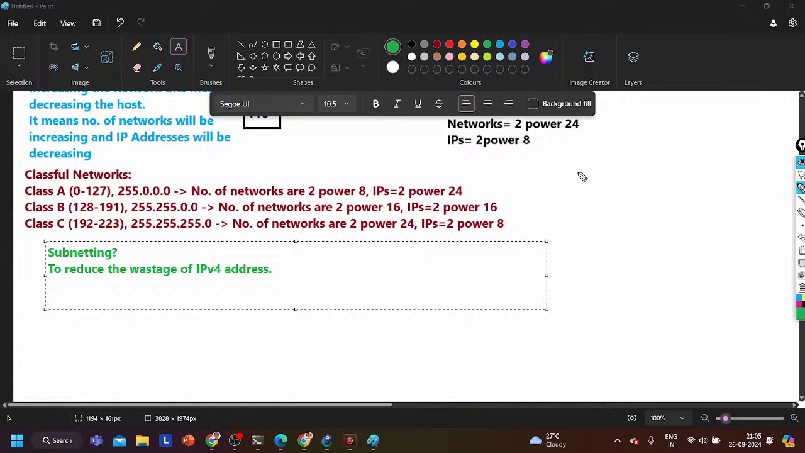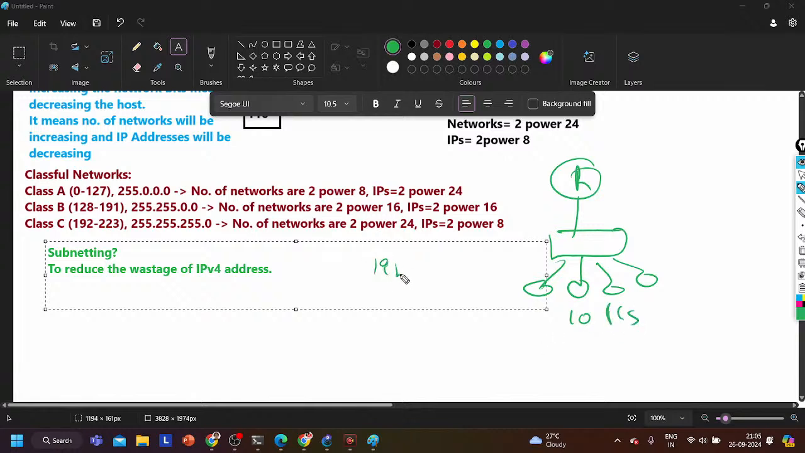Hi guys, just assume this is a router, this is a switch, and here I have PCs. I have 10 PCs. I am using a Class C subnet, 192.168.10.0/24. The first IP address of the first PC is 10.1, the last IP is 10.10. Now the rest are free.